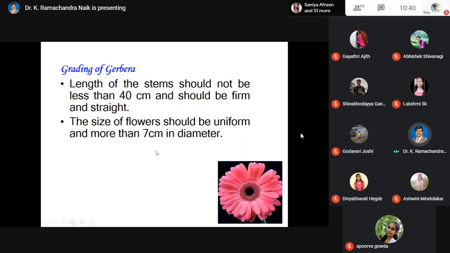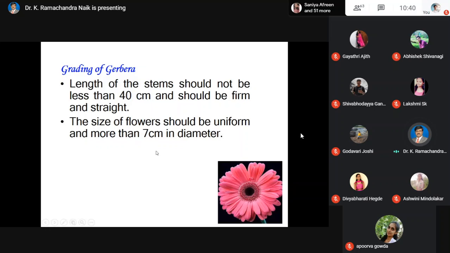So shrink wrapping is another method of packaging, but nowadays it is usually done for dried flowers. Of course, shrink wrapping is also done for some fresh samples, leafy samples. And we also come across modified atmospheric packaging.